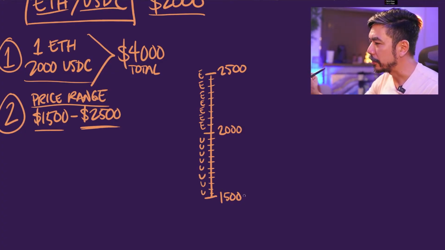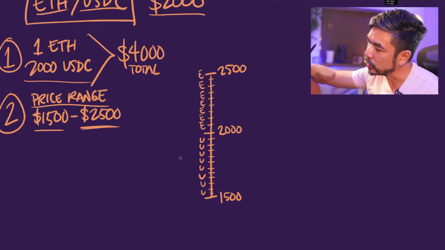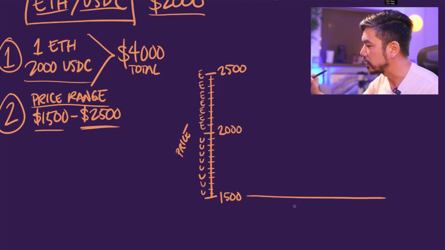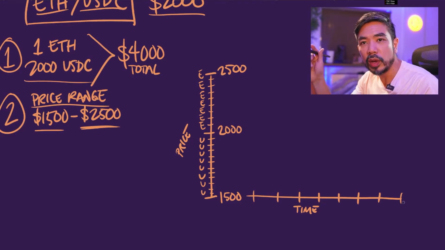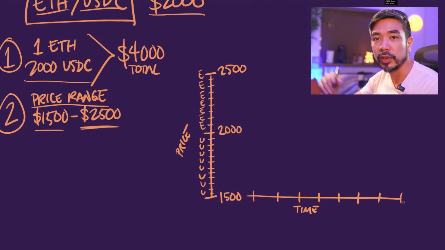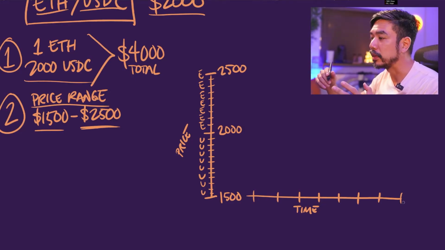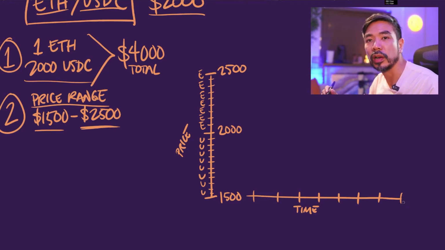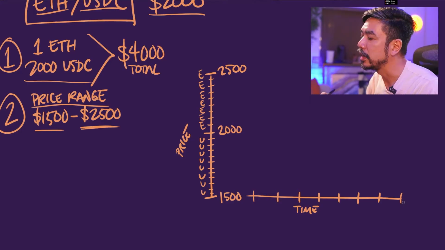Okay, so that is our y-axis. This is price. Our x-axis is time, or how many days, right? The reason why we're doing price over time is because we need to see what happens as the price changes, because this is kind of the most interesting part of liquidity pool dynamics.